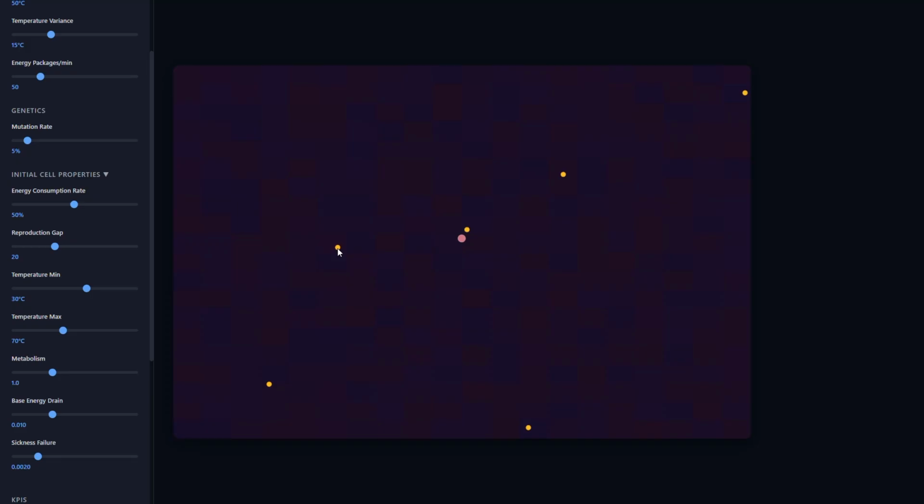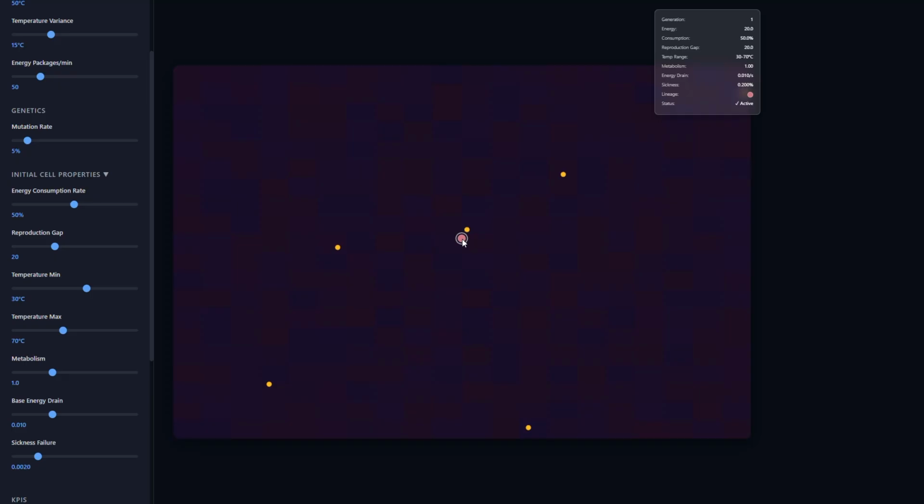Each energy package contains an energy amount of 10. And Eve is capable of consuming 50% of that. The other 50% is just wasted. Eve has a reproduction gap of 20. That means if Eve consumes two of these packages that appear randomly around her, she will reproduce. She will split into a mother cell and a daughter cell.